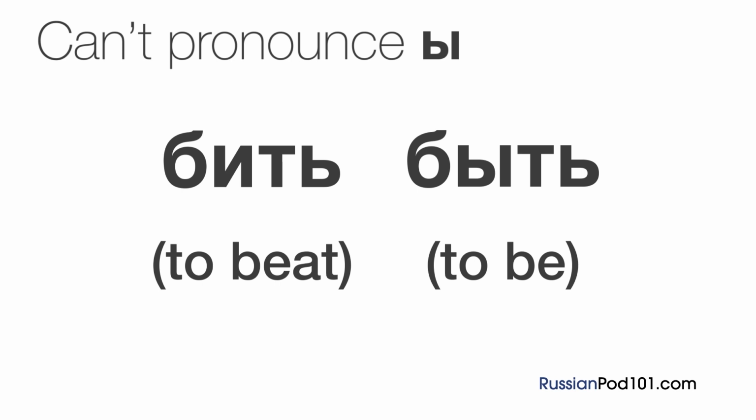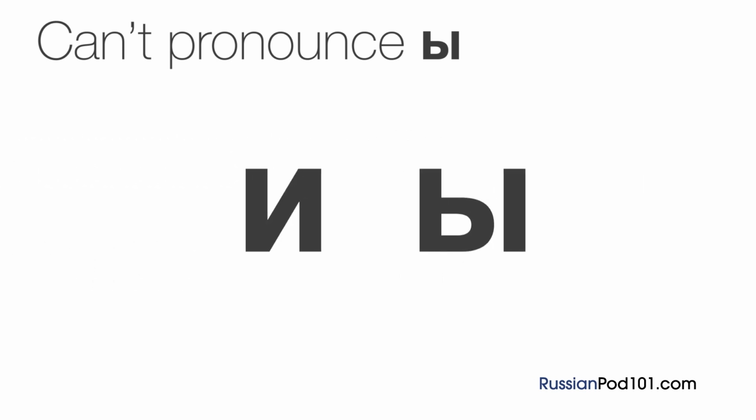Consider these 2 words. бить, быть. These 2 words sound very similar, but their meanings are completely different. It is essential that you're able to clearly distinguish between the 2 vowels. и, ы. The inability to do so could lead to some very problematic misunderstandings. We'll cover this sound in the next lesson. Stay tuned so that you can correct this common mistake.